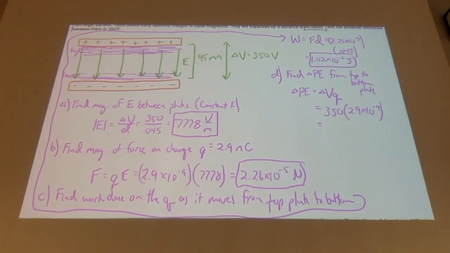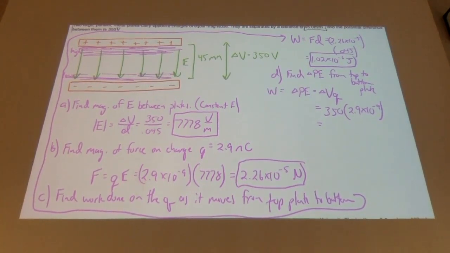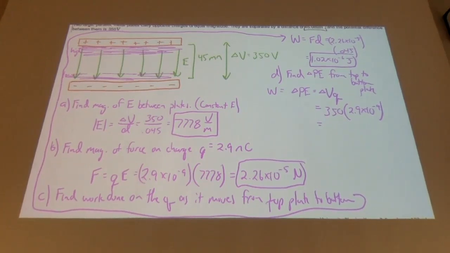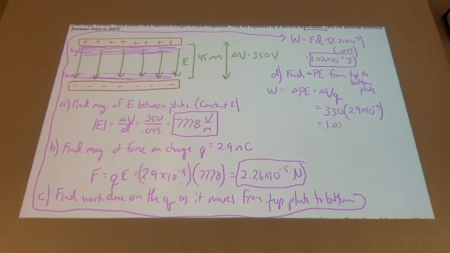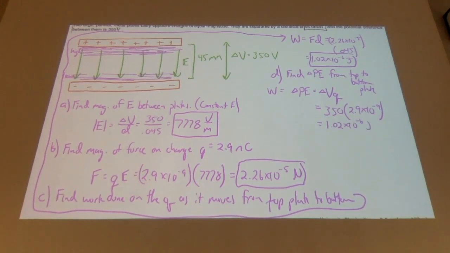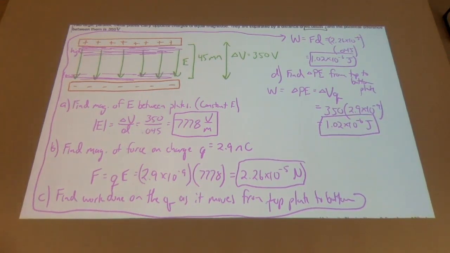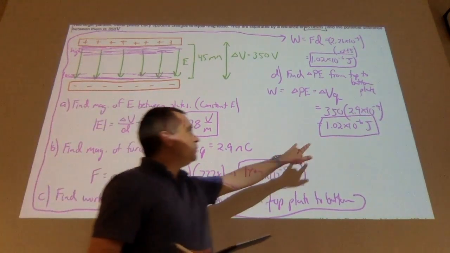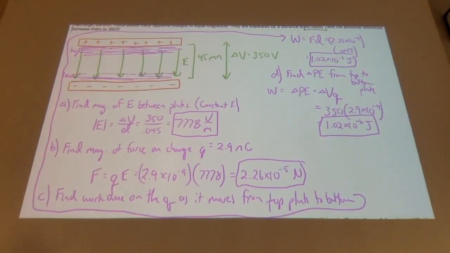You might remember that the change in potential energy is also equal to the work. So this is another way of coming at the same answer. For that, you should still get 1.02 times 10 to the minus 6 joules. The amount of work that's done is equal to the amount that the potential energy of the charge changes. Okay? And you can punch that in and see that you get the exact same thing.